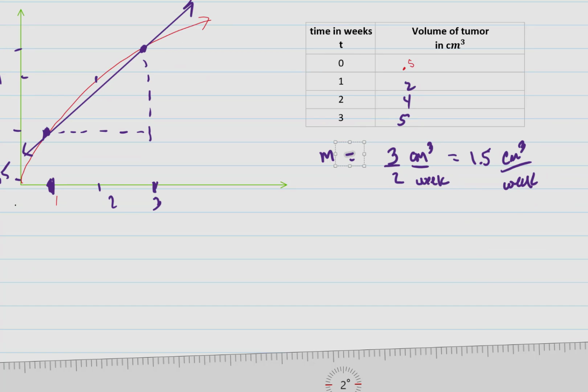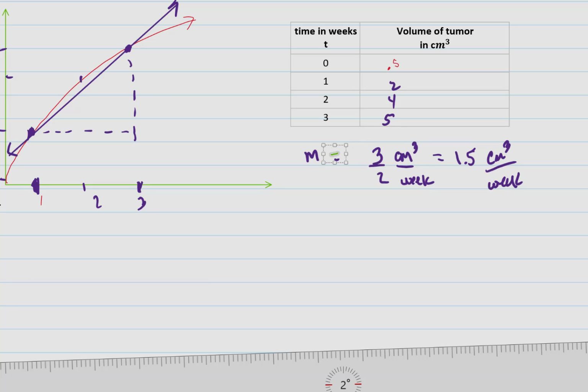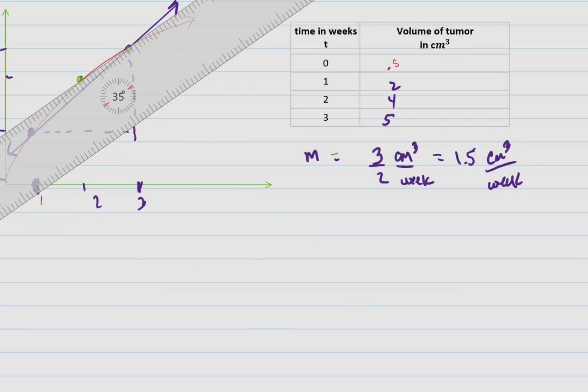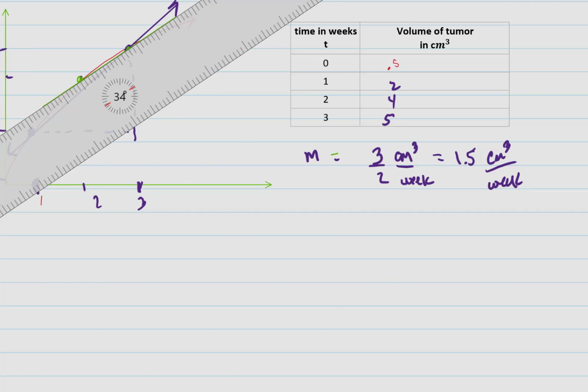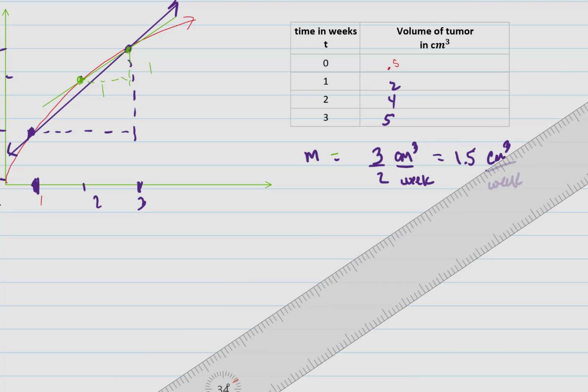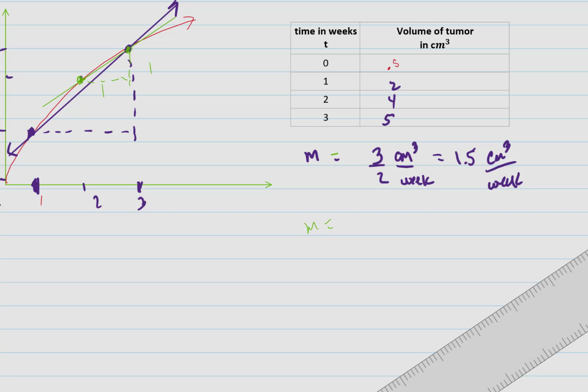Now, if I picked a different pair of points, maybe this point here after 2 weeks, which is in green, and the third week here, which is also in green, and I connect those with a line, my growth rate won't be as intense. It looks like it's actually smoothing out a little bit. So for the green line, if we compute its slope, we have 5 minus 4 for the rise, which is 1, and my run is 3 minus 2, which is 1. So the slope of the line through those green points is just 1 cubic centimeter per week.